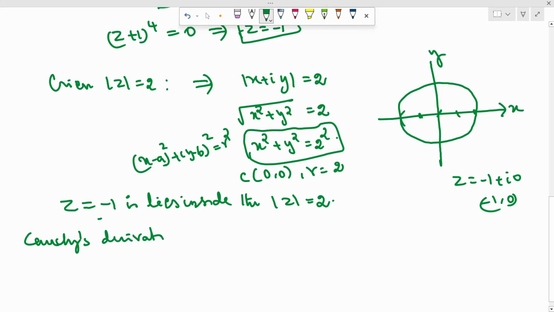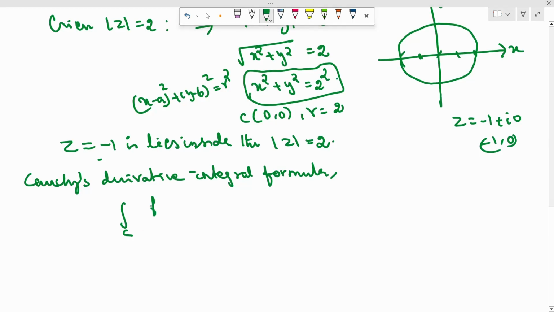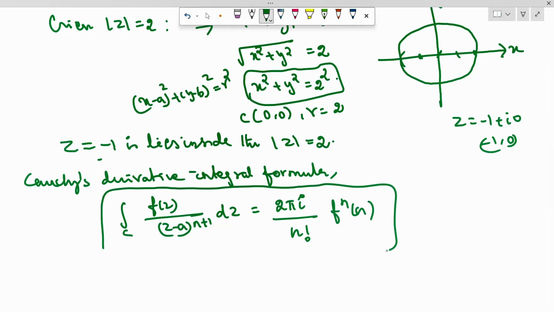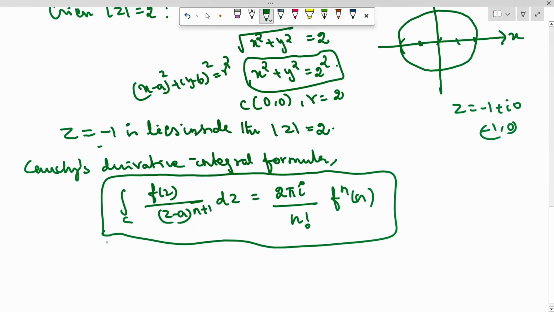Derivative integral formula: integral over c f of z by (z minus a) whole power n plus 1 into dz equal to 2 pi i divided by n factorial into f power n of a. You should remember this nth order formula. Then only we can easily write the formula for any order.